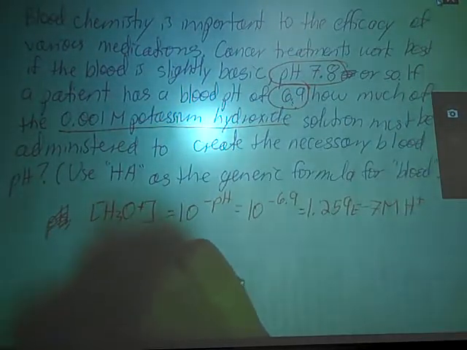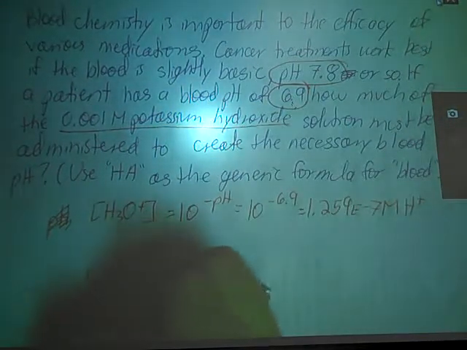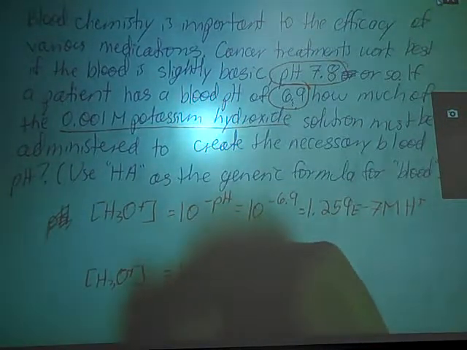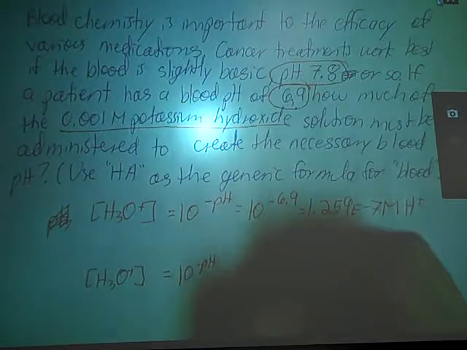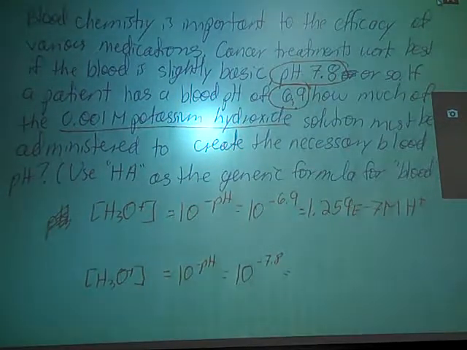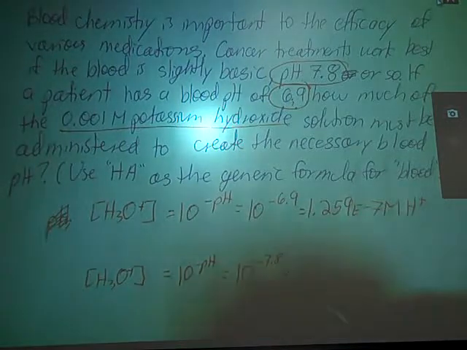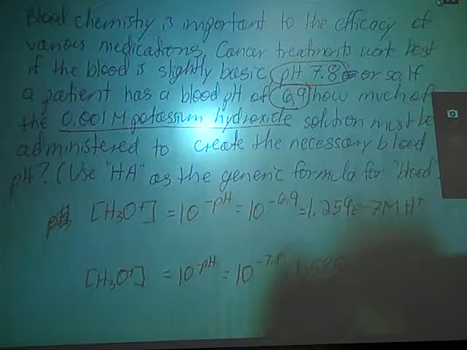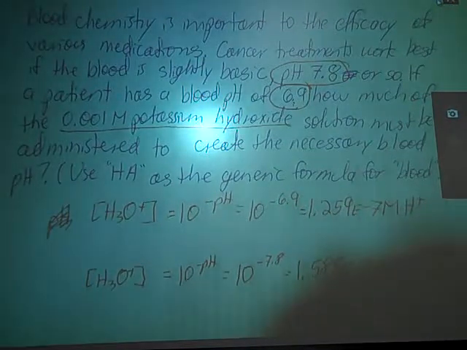My pH of 7.8 is where I want to end. So let's see how much hydronium it takes for that. So 10 to the negative 7.8 gives us 1.585 times 10 to the negative 8th molar hydronium.